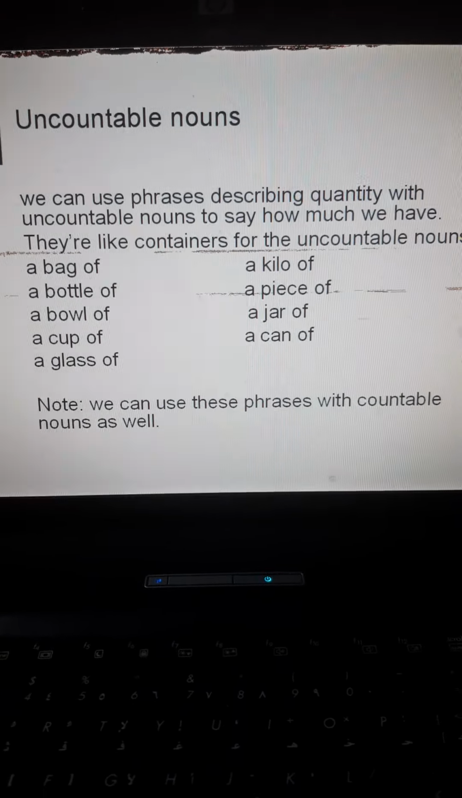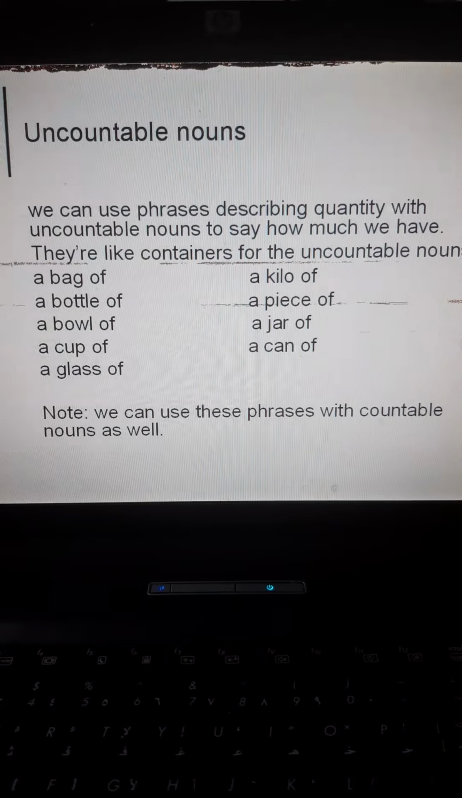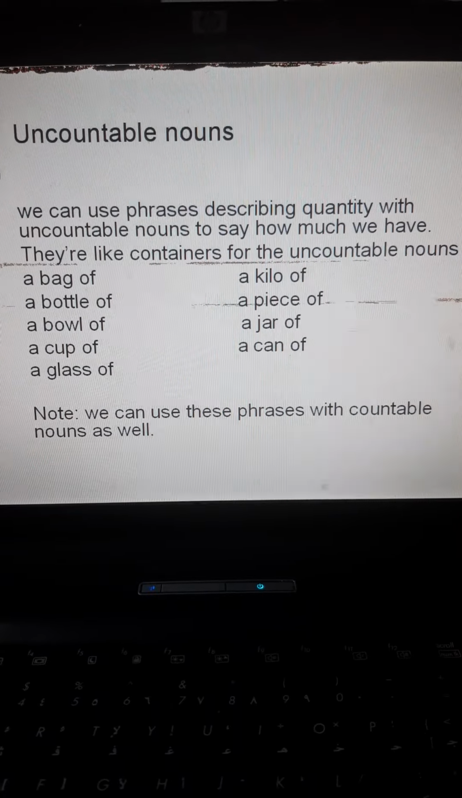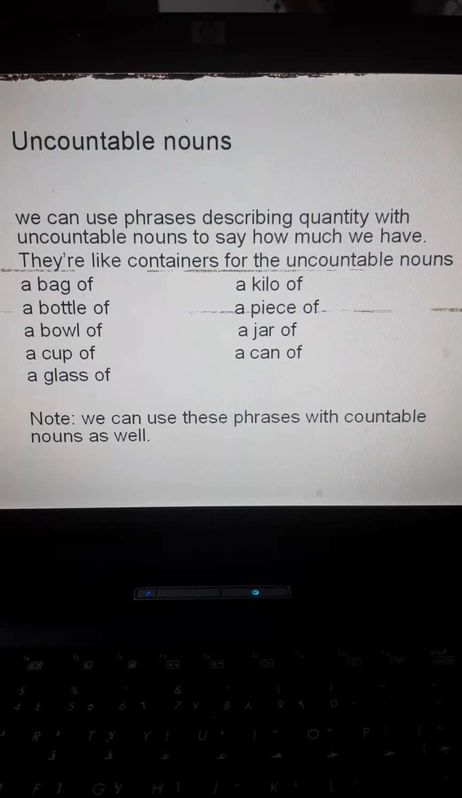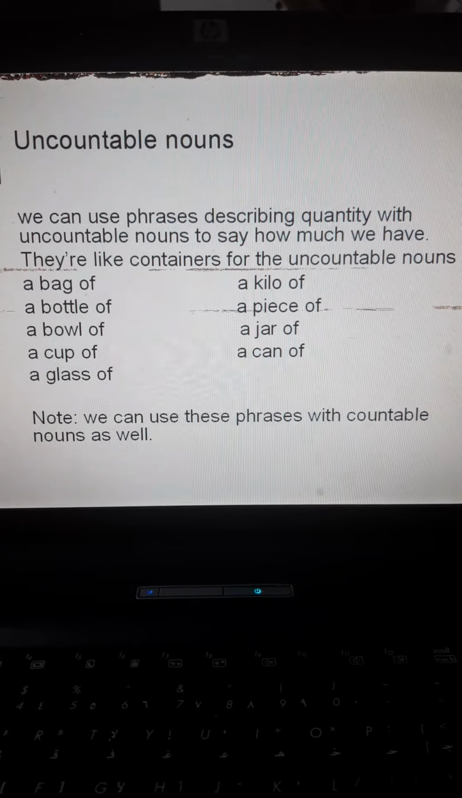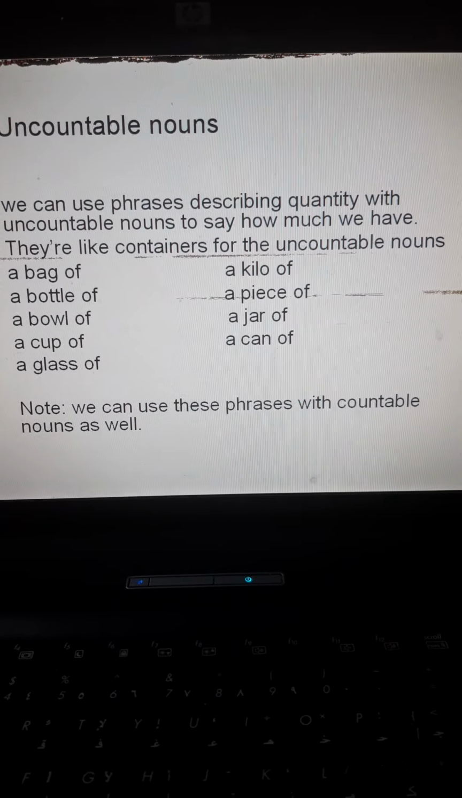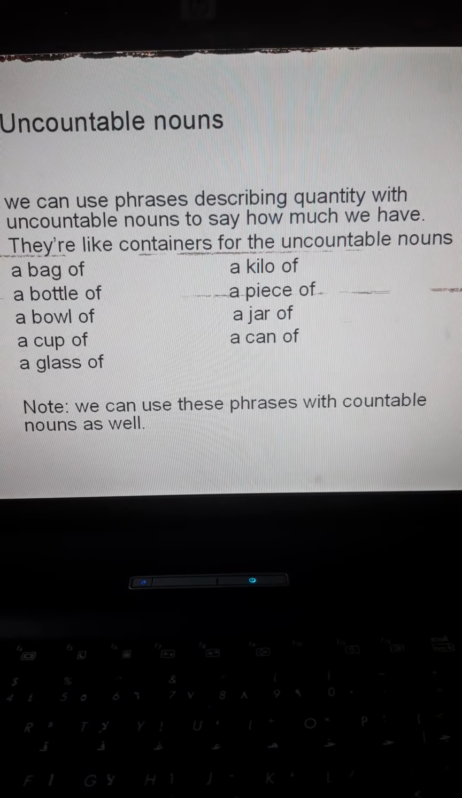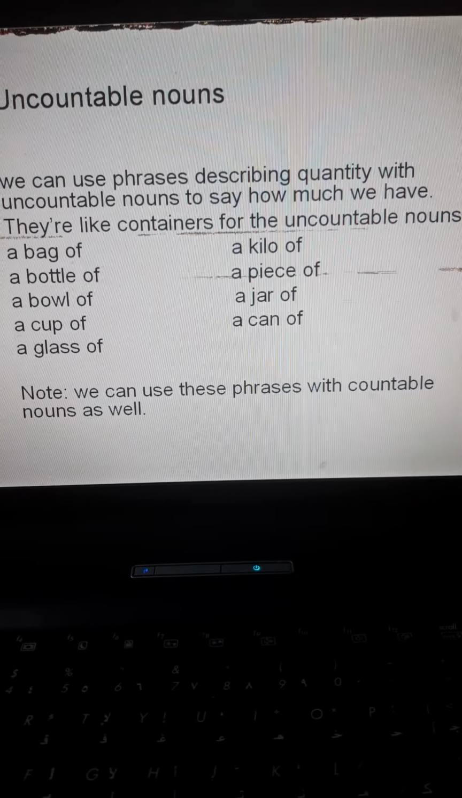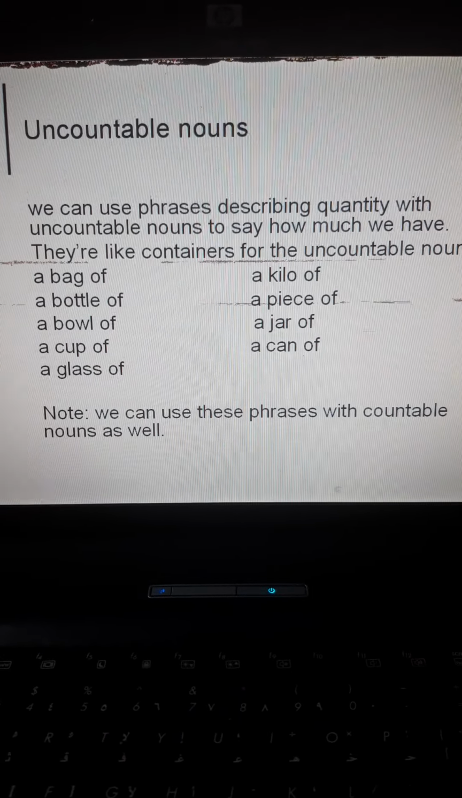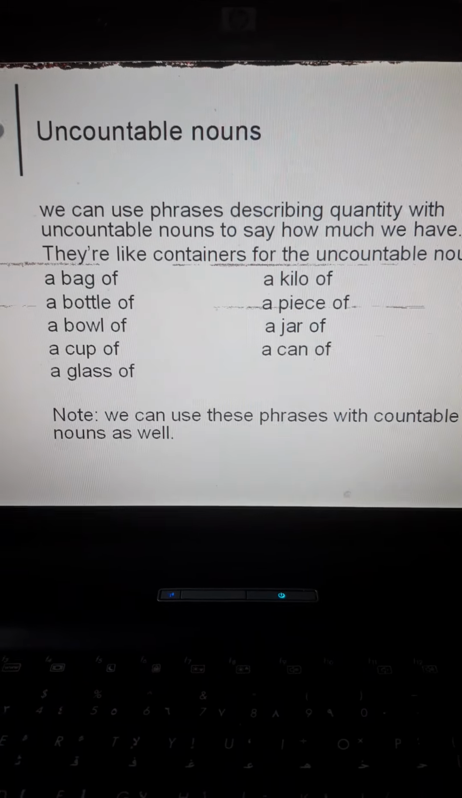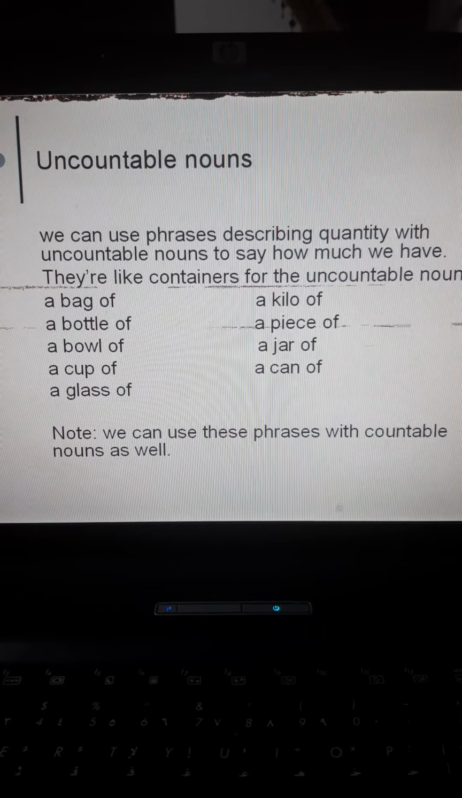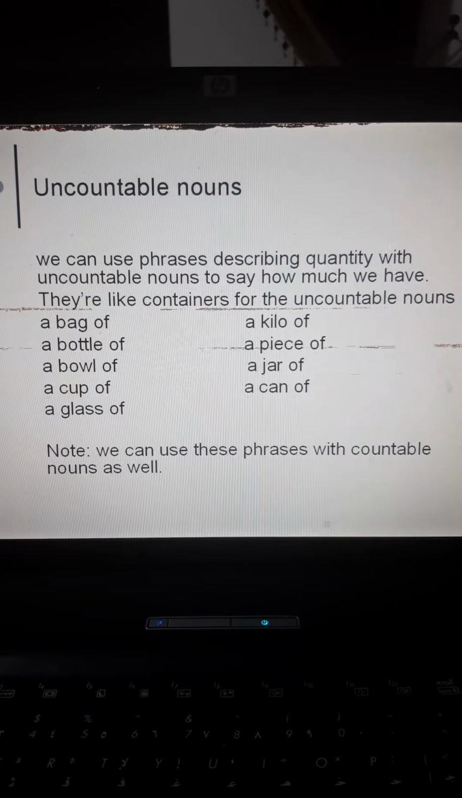Today, we are going to continue our lesson about the uncountable nouns. We can use phrases describing quantity with uncountable nouns to say how much we have. They are like containers for the uncountable nouns. Do you remember, Miss? We talked about the uncountable nouns, that it is always a singular noun. Like sugar is a singular noun. Beauty is a singular noun. Okay? The uncountable nouns are always singular.